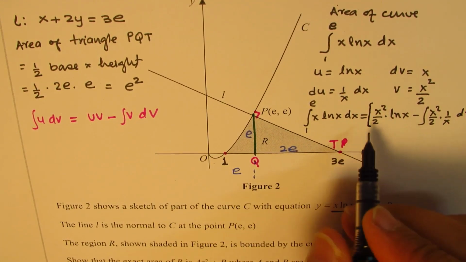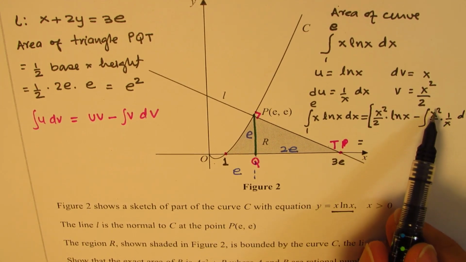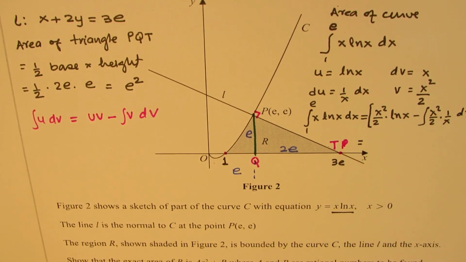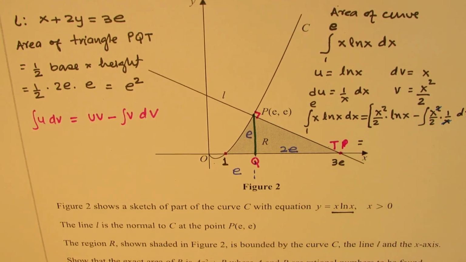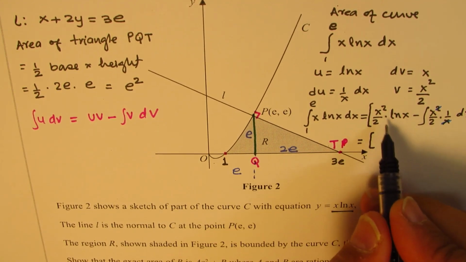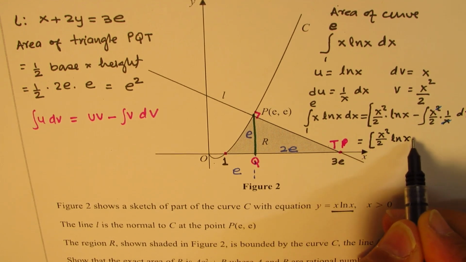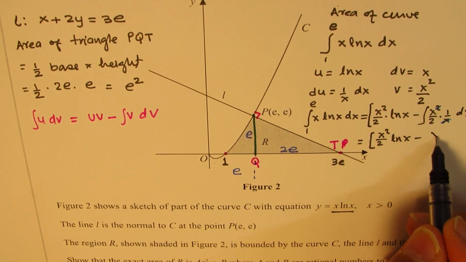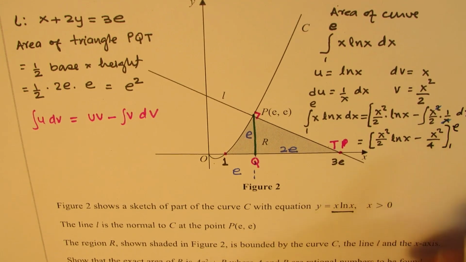Now, let's simplify this. Here x and x will cancel, so we have x over 2. So we can write down the integral. We get this as x squared by 2 ln x minus, so here we get x squared by 4, from 1 to e, correct?